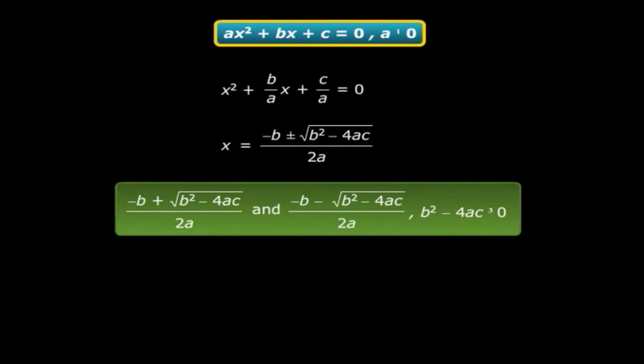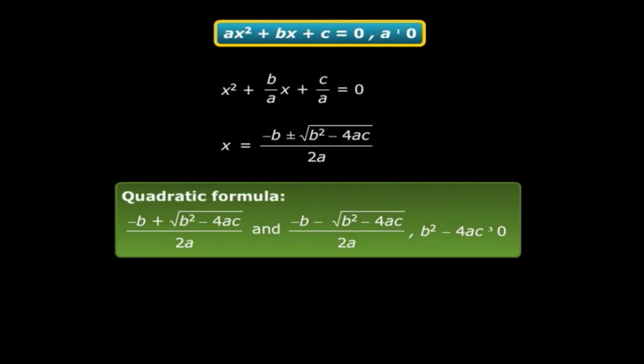But why is it greater or equal to 0? What if the value was negative? Can you tell me the answer? If the value was negative, then this means that the equation will not have any real roots. So b square minus 4ac will always be greater than or equal to 0. So this is nothing but the quadratic formula. Extremely helpful in a lot of situations.